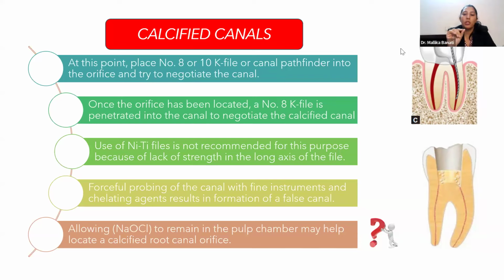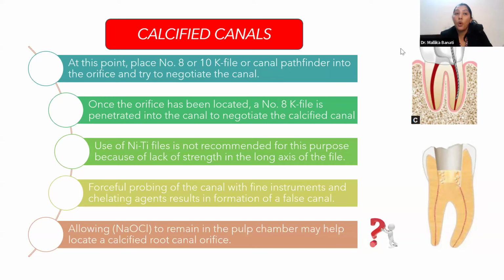then you take up smaller numbers. You go in with an 8 or a 6 and then put EDTA, put your sodium hypochlorite in such cases, and then start moving forward apically. Once the orifice has been located, a number 8 file is penetrated into the canal to negotiate.